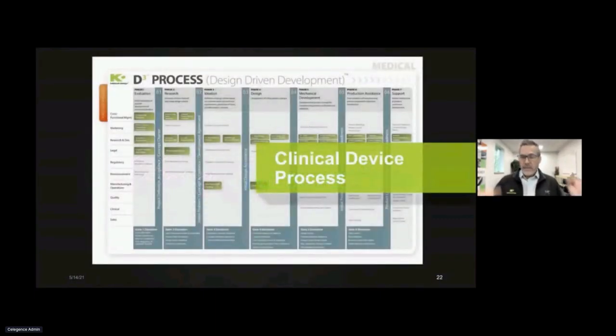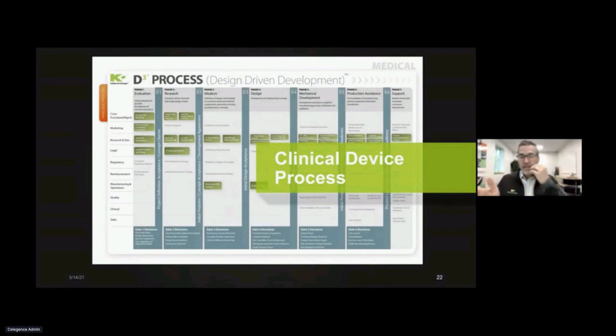So the process for developing clinical devices is very rigorous. And here's the process that we use, that we developed. We call it our D3 process because it starts with design in mind first. And it's a design-driven process, and it goes through these stage gates. And it's got all of these user groups here. These are the people involved, and these are the steps that we go through. These are the decisions that have to be made, and these are all the activities that occur during this process. So there's a lot going on.